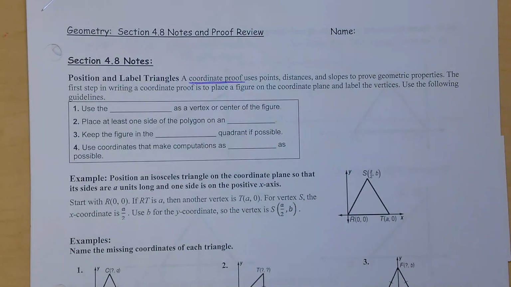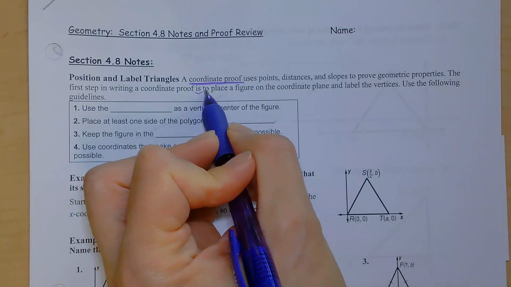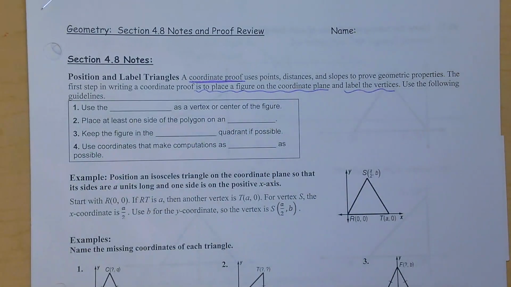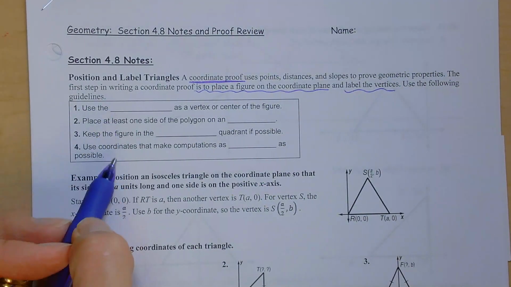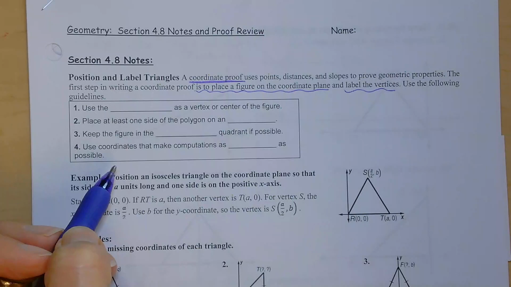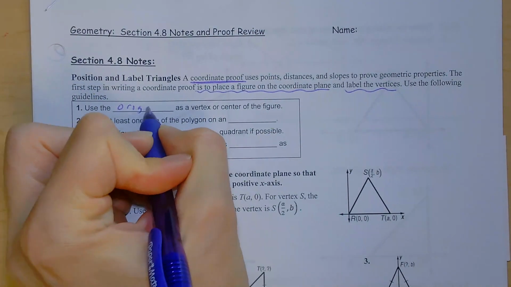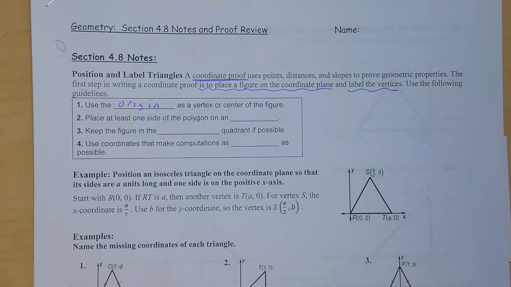The first step in writing a coordinate proof is to place a figure on the coordinate plane, and we're going to label the vertices, which is what we're going to focus on today. You're going to use these things as guidelines when you put your triangle in a coordinate plane. Number one, take advantage of the origin. You want to use the origin as a vertex, or you want to center the figure around the origin, because the origin is super easy to use as the ordered pair 0, 0.